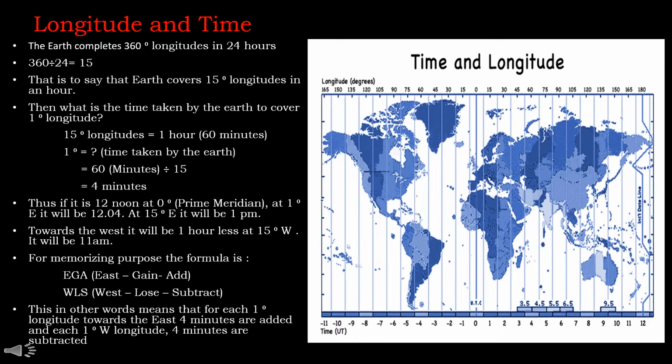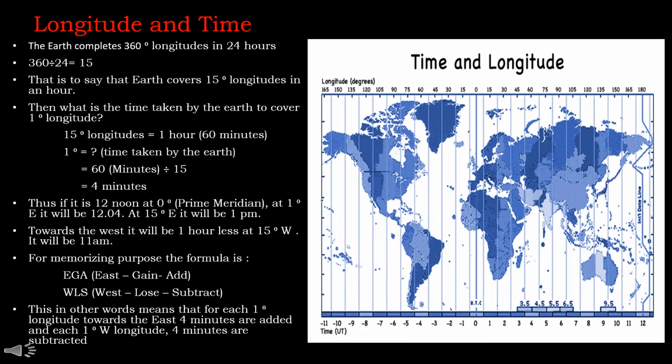Thus, if it is 12 noon at 0 degree longitude, it must be 4 minutes past 12 noon onward towards the east at the next 1 degree east longitude, or at 15 degree east longitude it must be 1 p.m. Towards the west, it will be 1 hour less because the earth rotates from west to east as the sun first rises in the east.